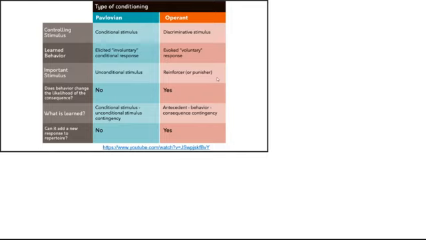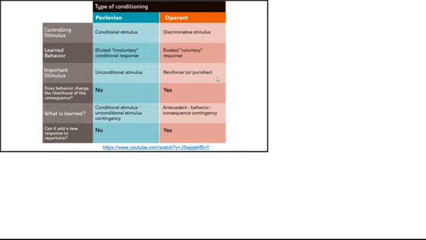Our unconditioned stimulus, the food, is really important during classical conditioning because that's what we already know something about. So we're going to pass that knowledge on to another stimulus. In operant conditioning, it's our consequence, our reinforcer, or our punisher. That is the thing that teaches us whether we should be doing that behavior more or less.